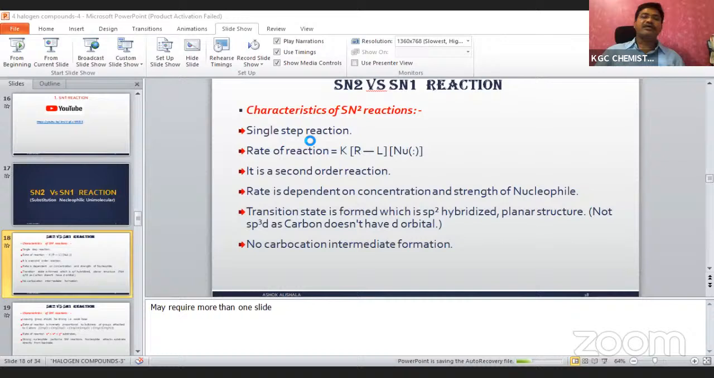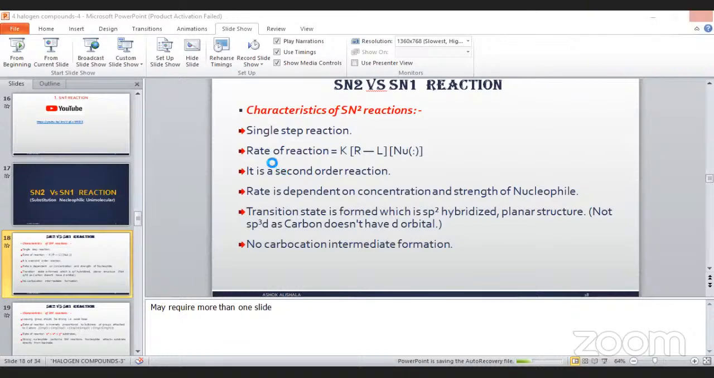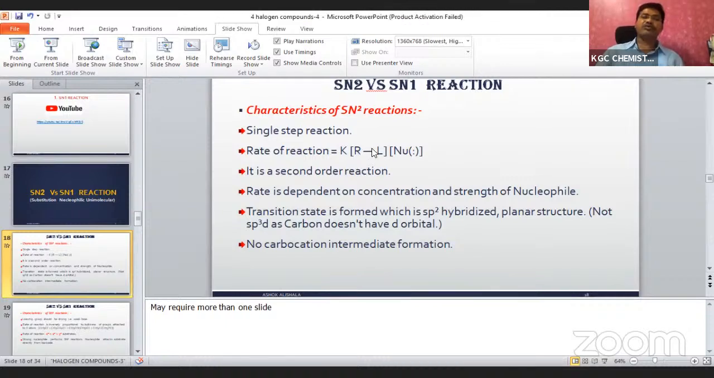It is a single step reaction. The rate-determining step involves both the alkyl halide and the nucleophile. It is a second order reaction. The rate is independent of the strength of the nucleophile.